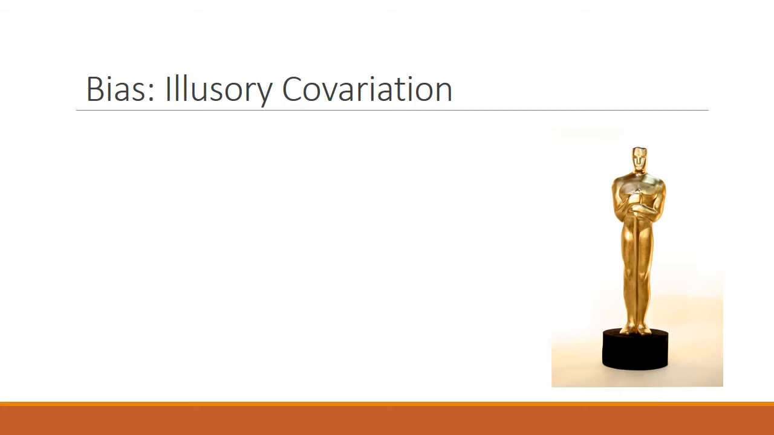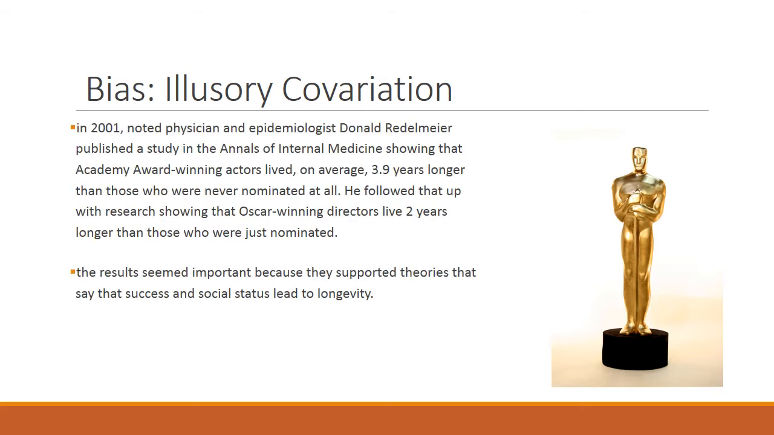There's also this idea of illusory covariation. So this is the idea that we add causality to things that are not causational. So you think that one causes the other, but really they just vary together, and you don't know the direction of the causality. So we went over this example in lecture of this study done by this physician epidemiologist, where he found that on average, those who won Oscars lived 3.9 years longer than those who were never nominated at all. And he followed that up with Oscar-winning directors living 2 years longer.